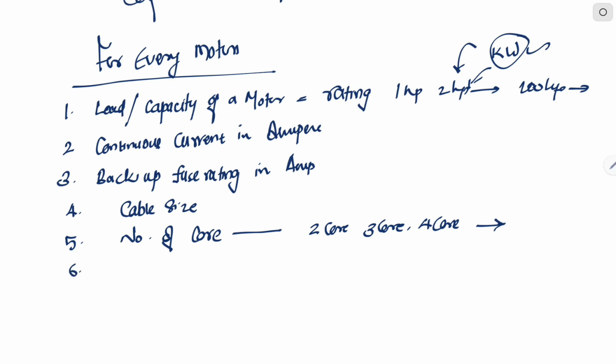Then the sixth one, length of cable. This is also a major point while designing the electrical part. If the cable length exceeds 75 meters or 100 meters, we must check the voltage drop calculations. We must perform the voltage drop calculation.